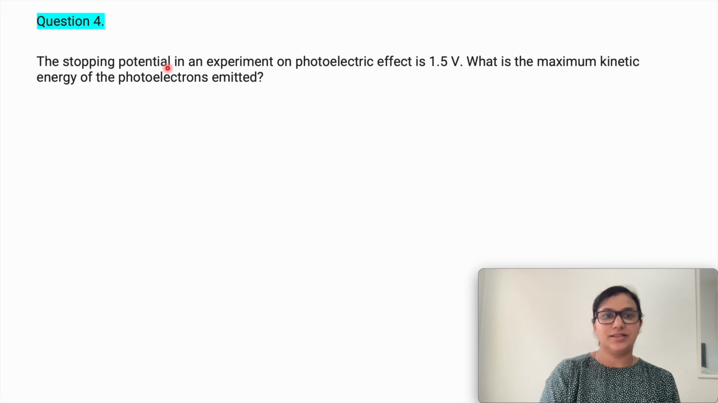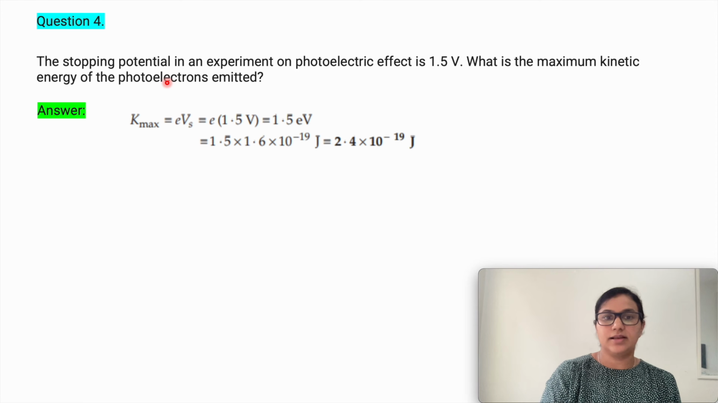Question number 4. The stopping potential in an experiment on photoelectric effect is 1.5 volt. What is the maximum kinetic energy of the photoelectrons emitted? So the answer is, kinetic energy maximum is given by e into Vs. Then the stopping potential is given as 1.5. If you substitute in this equation 1.5 electron volt, you can convert electron volt to joule. So 1 electron volt is equal to 1.6 into 10 power of minus 19 joule. So you get it as 2.4 into 10 power of minus 19 joule.